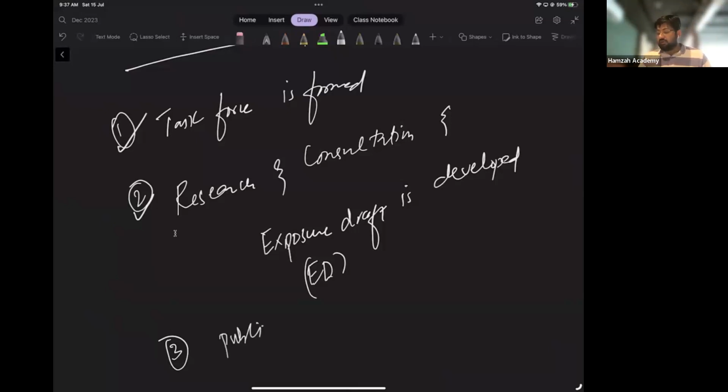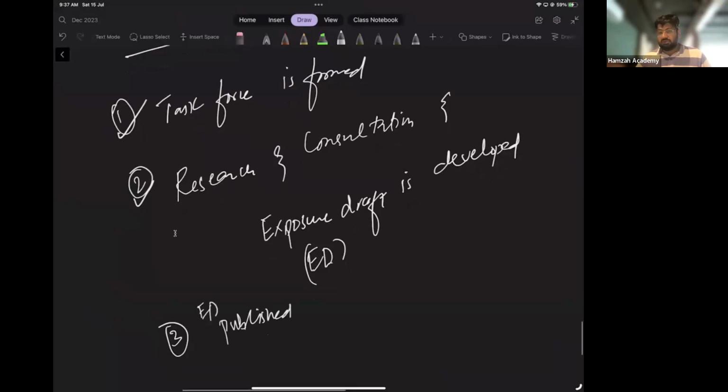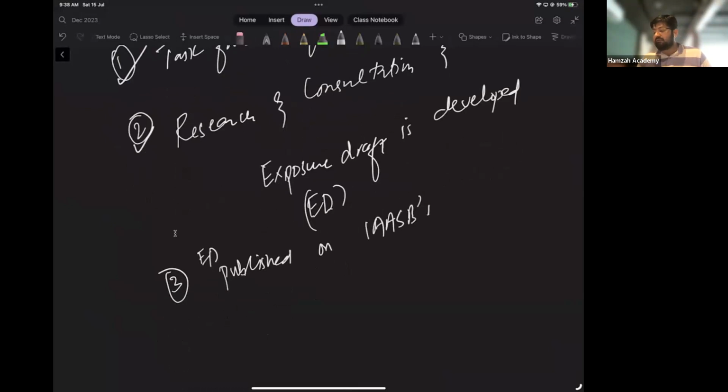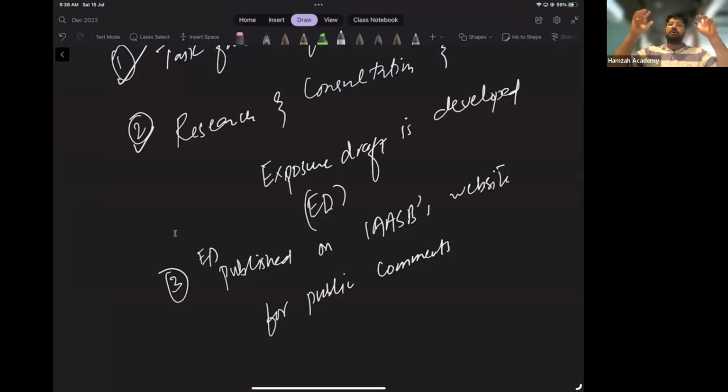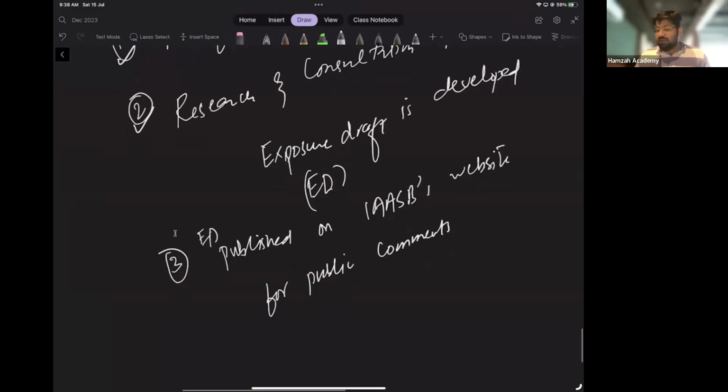Then the ED is published on IAASB's website for public comments. Basically, an exposure draft tells that we are going to propose, for example, this new audit report in this way. Once they propose, they publish it on the website of IAASB and ask people, we are going to make this new change, comment on it, everyone. So people comment worldwide that this change will have this benefit, this change has this drawback, this matter should be addressed in this way. These are the public comments.